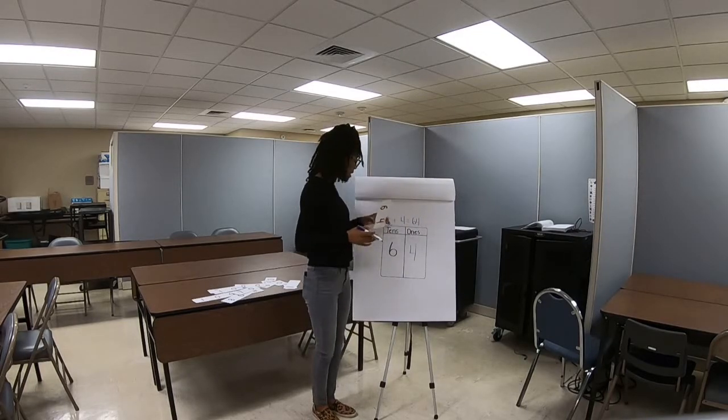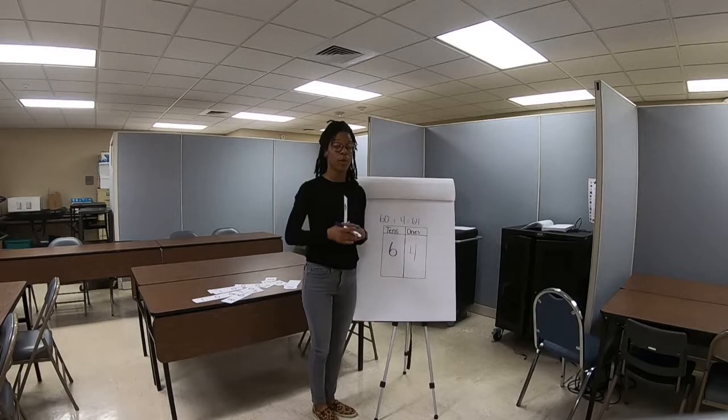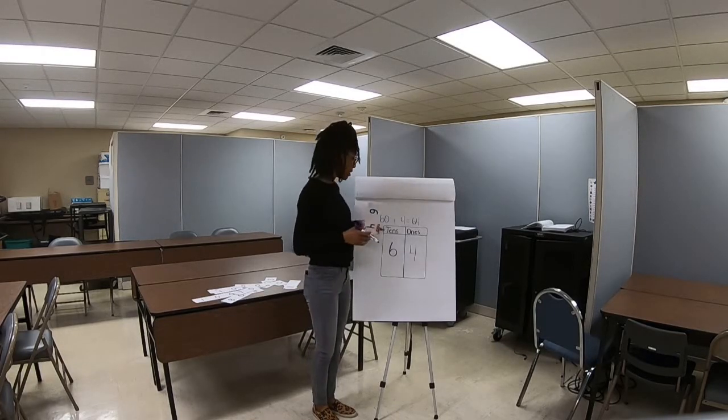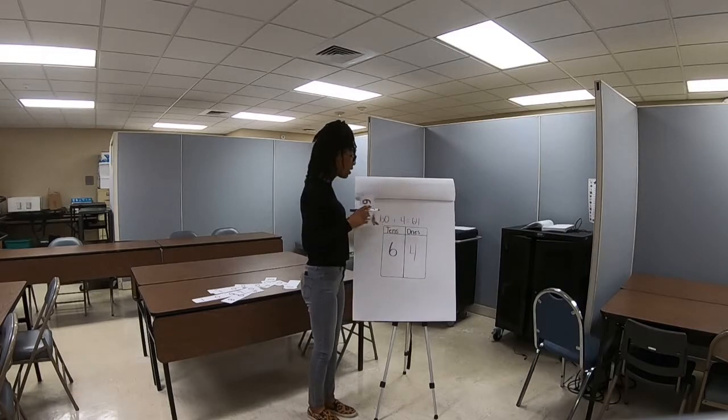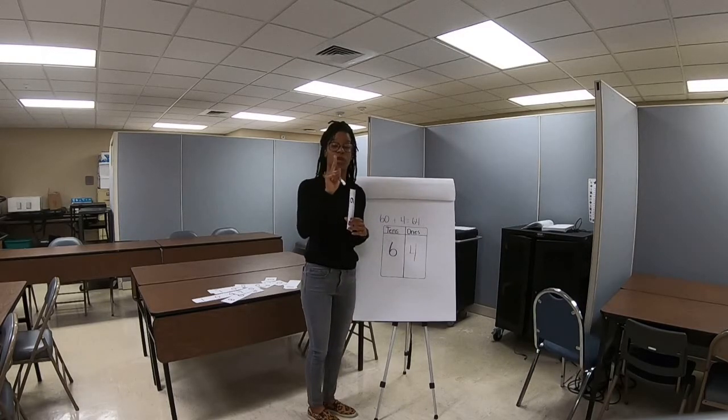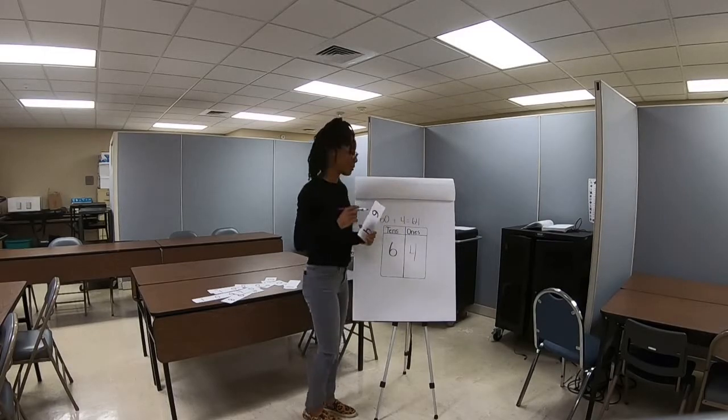Good job. Now, let's draw our quick tens and ones. And remember, whenever we're drawing our quick tens and ones, for our tens, we just draw one vertical line. Vertical means going up and down. So we're going to draw one vertical line, and each vertical line is actually worth 10. That's why they're called quick tens.